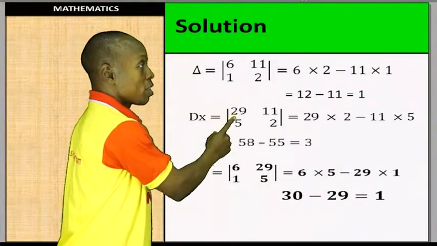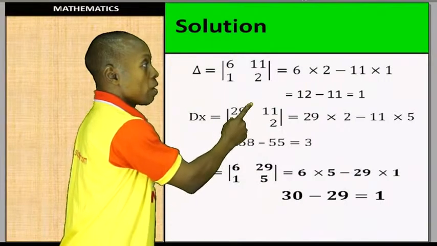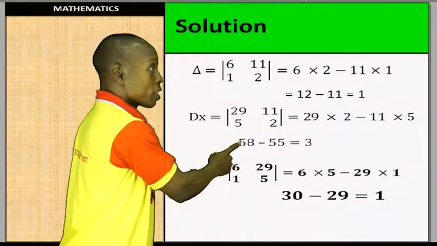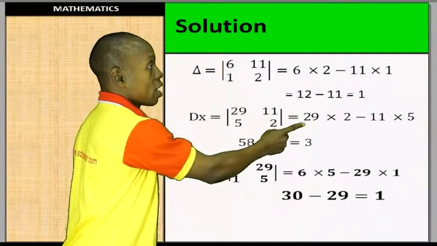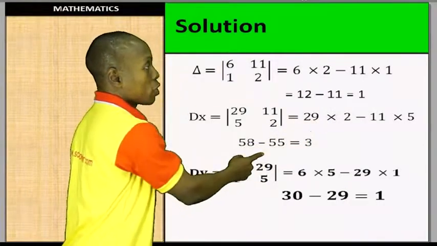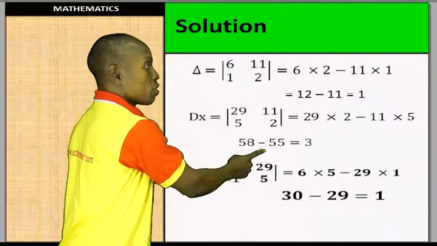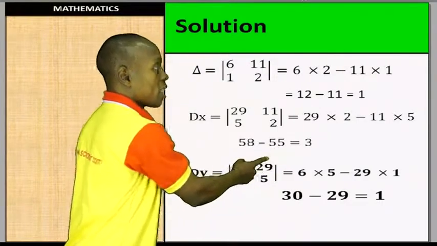Then you get the determinant of x. You place the coefficient of x with what you have at the equal sign, 29 and 5. So you have 11 and 2 there. Then to get the determinant, you have 29 multiplied by 2, which is 58, then minus 11 times 5, which is 55. 58 minus 55 gives you 3 as the determinant of x.